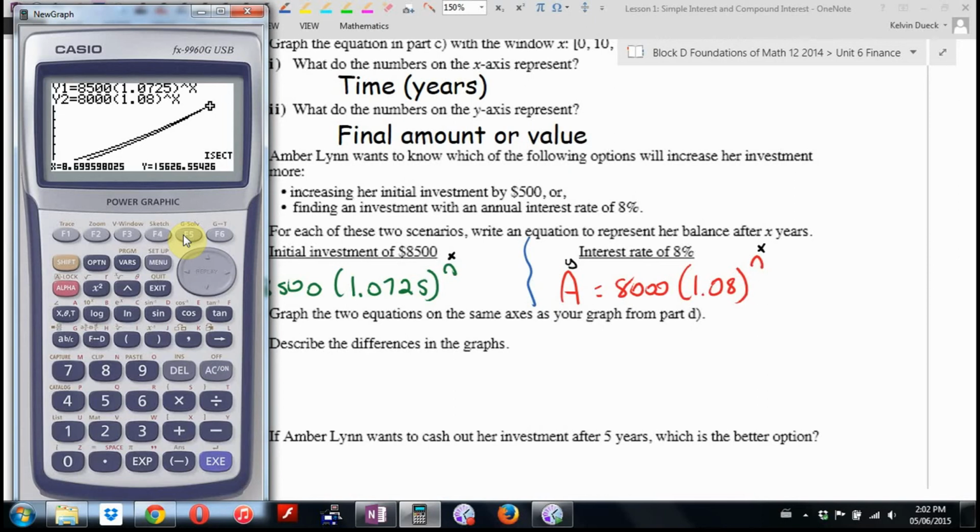If you're leaving it in for more than 8.7 years, let's say 9 years, then you want the 8%. Start out with less, you'll make more. If you're leaving it in for less than 9 years, start out with the 8,500, even though the interest rate isn't as good, you'll make more.